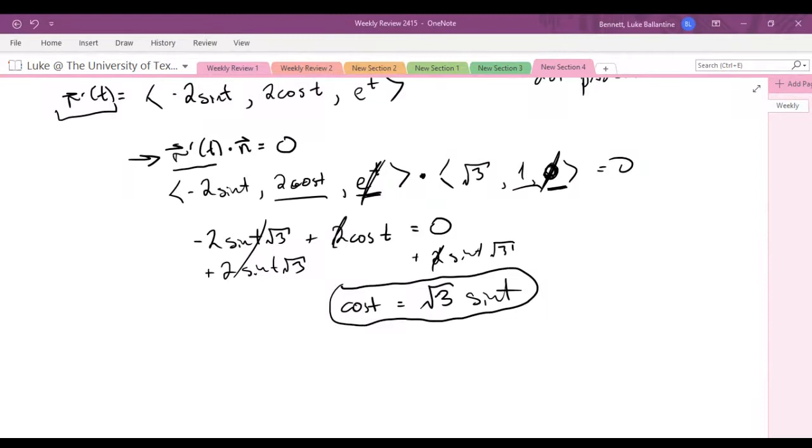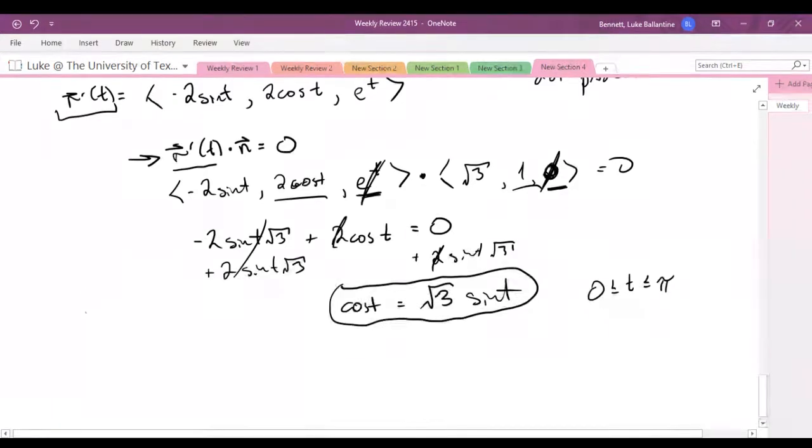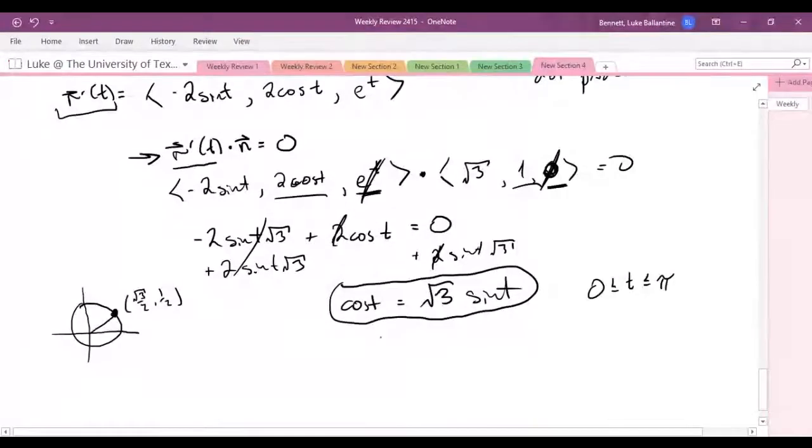Where is that true? For what values of t does that hold? And remember, t is greater than 0 and less than pi. You have to know your trigonometry. Let's go back to the unit circle. It's pi over 6. Yeah. Because if we do pi over 6, we have square root of 3 over 2, 1/2. So that would be cosine equals square root of 3 over 2, and square root of 3 times 1/2.